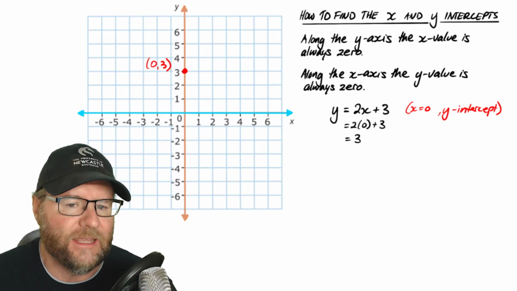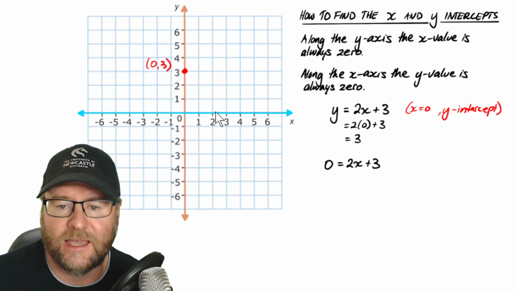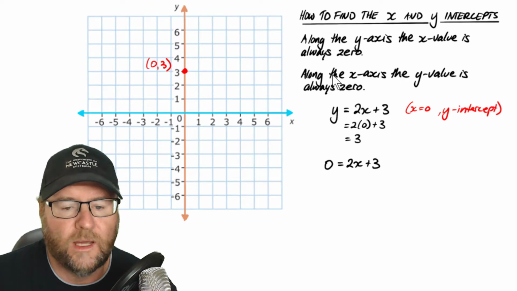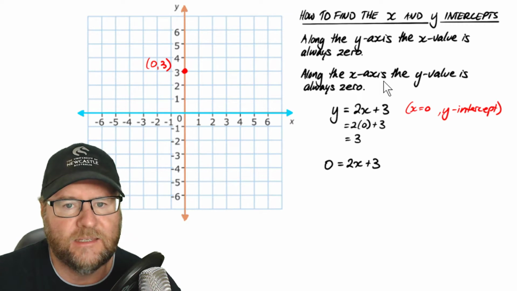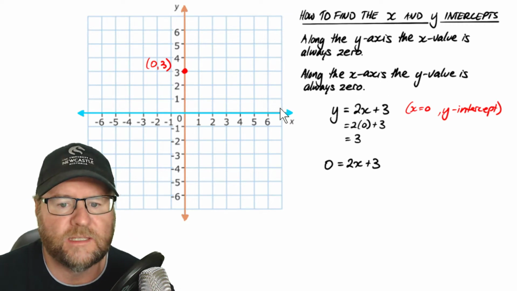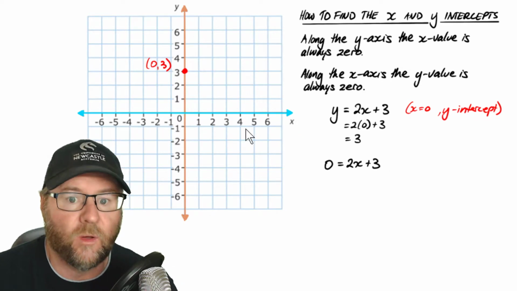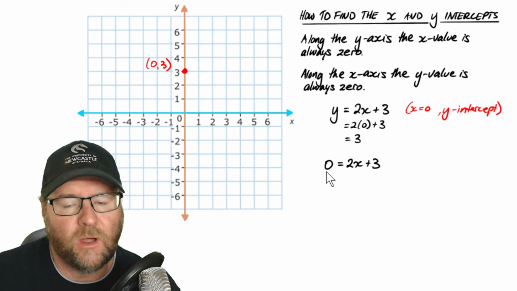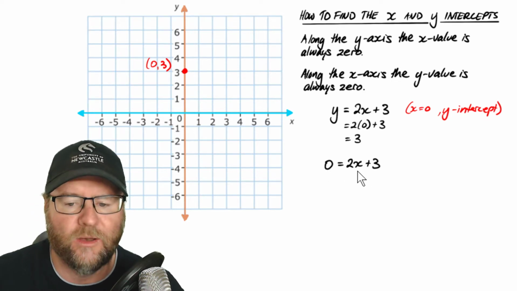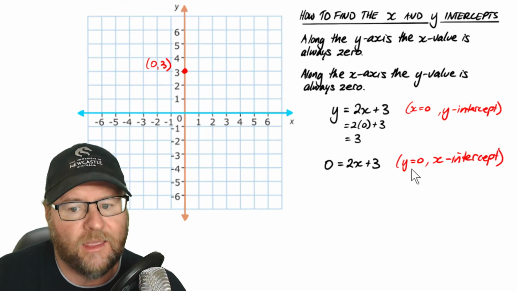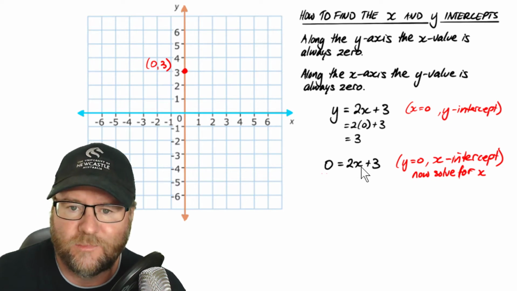Now, finding the x-intercept, in other words, where does my linear equation cut across this x-axis? Well, I'm going to put in a y value of 0, because remember we said along the x-axis, the y value is always 0. So wherever it cuts along here, the y value is going to be 0. So I'm going to substitute y equals 0. Now, hopefully looking at that, you can see there's only the one unknown, and I can solve for x. If I can find a value for x, problem solved.